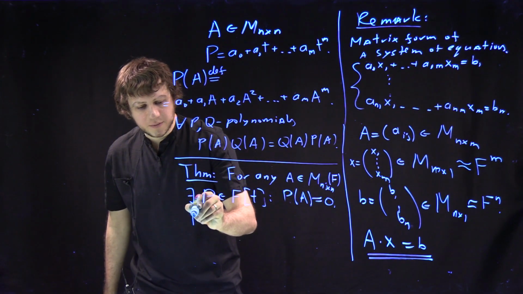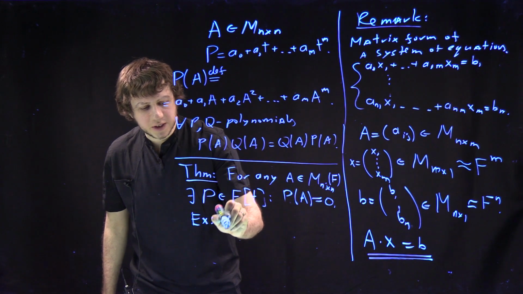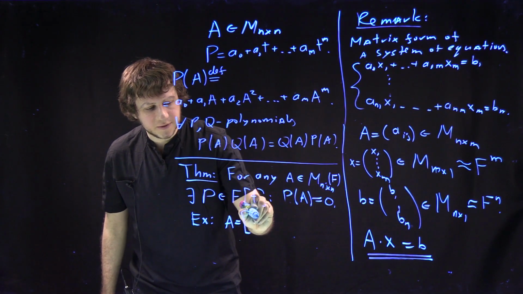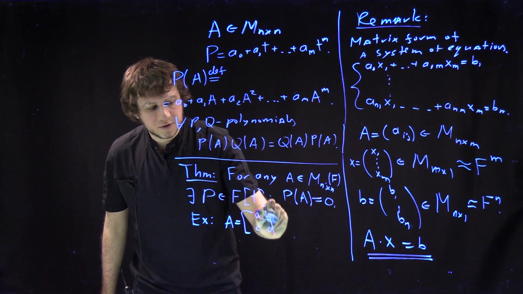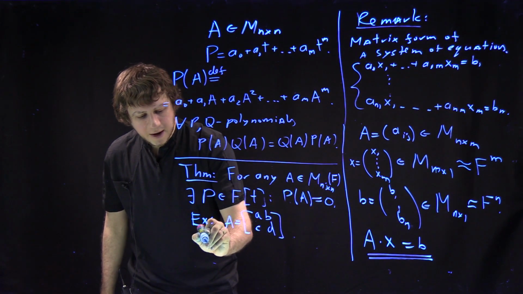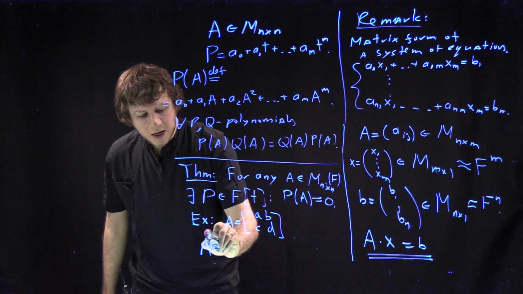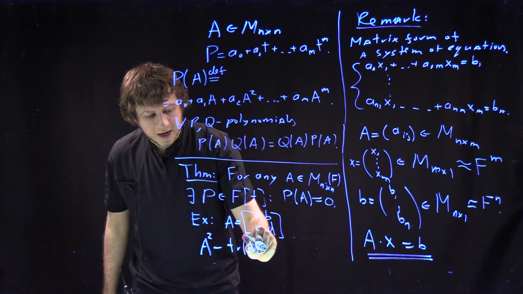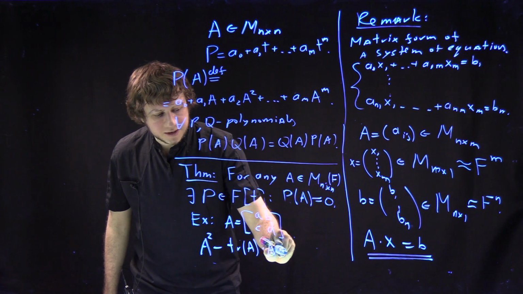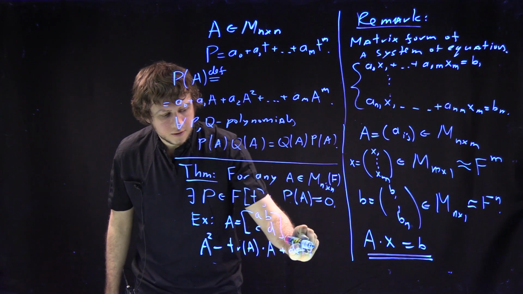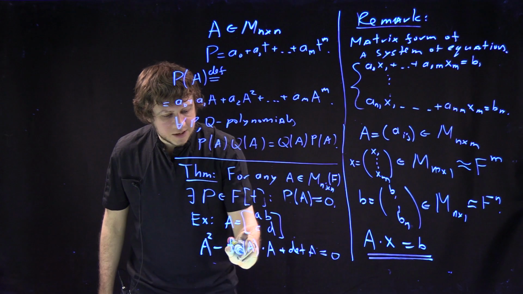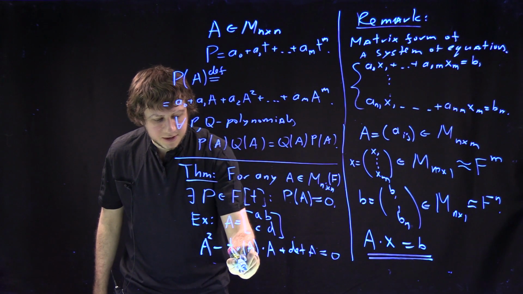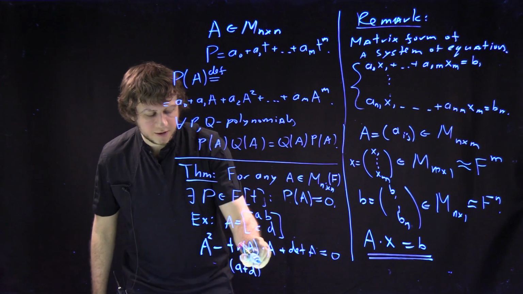Let me do an example. Let's suppose that matrix A is just the square matrix with rows a, b and c, d. Then you can check that A squared minus the trace of A times A plus the determinant of A equals 0. And trace here is just a plus d. So this is just a number, a plus d, an element in the field.